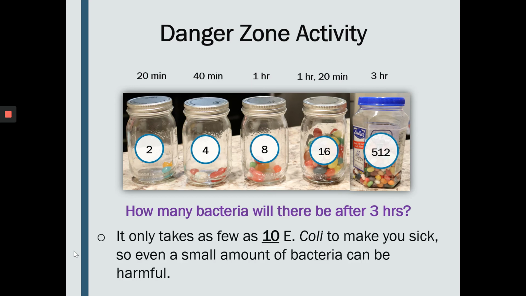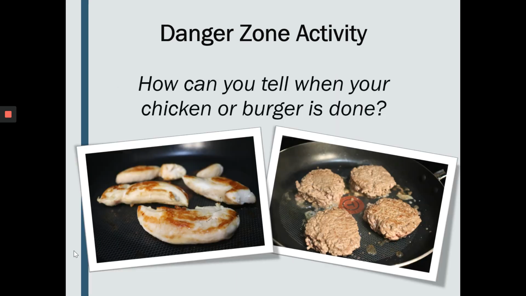In the case of E. coli, it is possible to get sick from as few as 10 E. coli. It is recommended that you refrigerate your food within 2 hours after buying it at the grocery store to limit potential pathogen growth. Thoroughly cooking meat can reduce the risk of consumers developing foodborne illness.